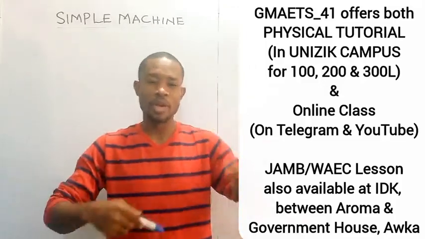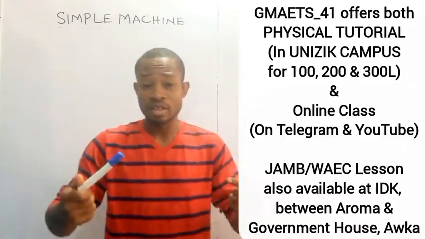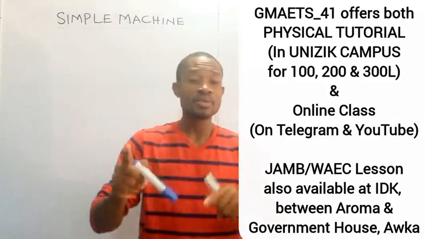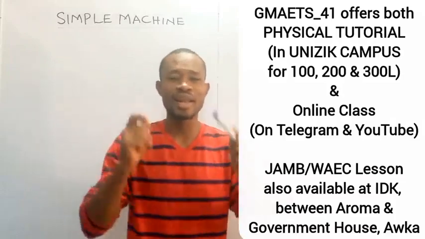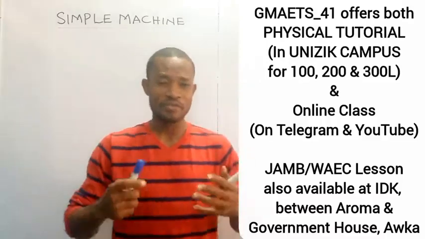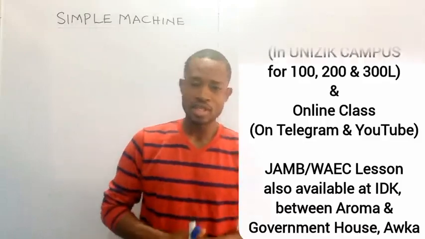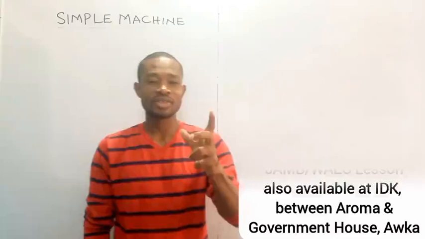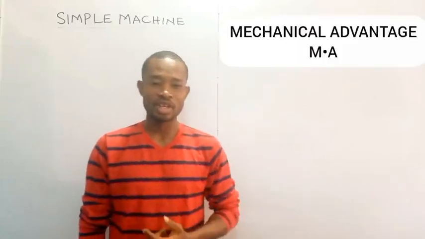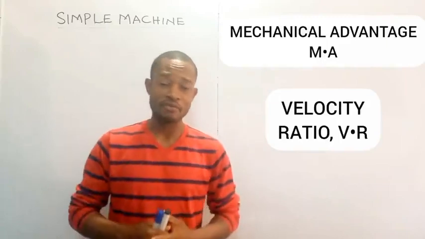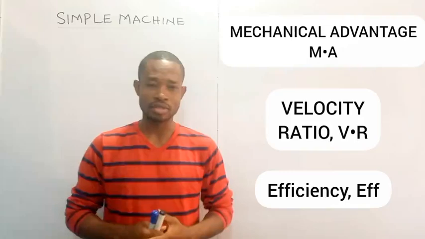Because when it comes to the application of the idea of simple machine, we usually refer to these concepts. And so we are going to highlight these three concepts. We will define them and then look at their mathematical relationship. Is that okay? In the study of machine, we talk about things like the mechanical advantage, the velocity ratio, and of course the efficiency of the machine.